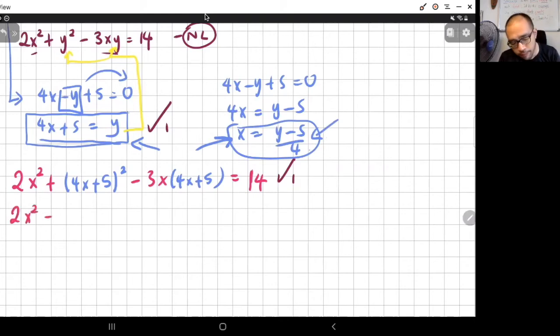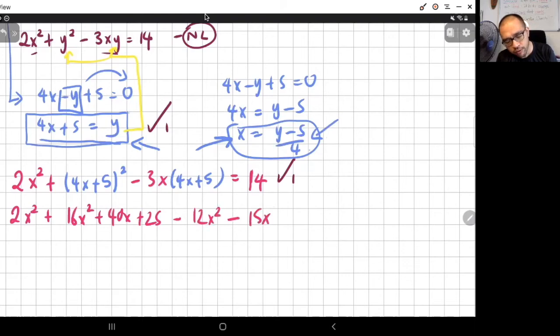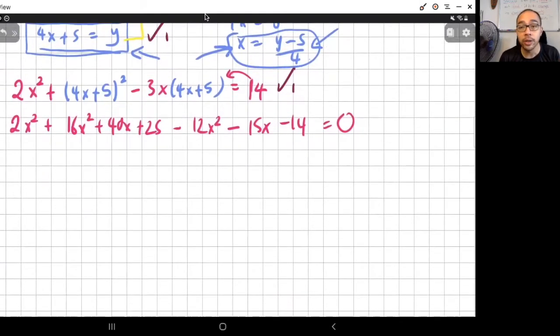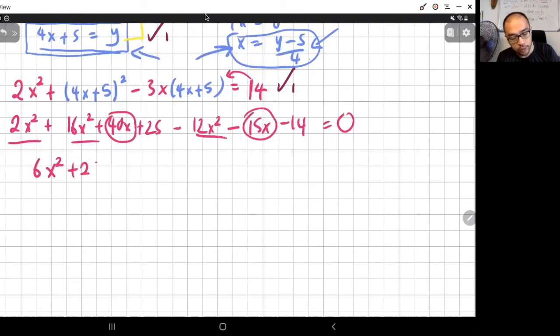2x squared plus, then we expand this: 16x squared plus 40x plus 25, minus 12x squared minus 15x. I'm going to bring the 14 across, minus 14 equals 0. So we simplify it: 2 plus 16 is 18, minus 12 is 6, so 6x squared. Then you have the 40 and the 15, so plus 25x. And then 25 minus 14 will give you plus 11, equals 0. Sorry, there's a slight delay.